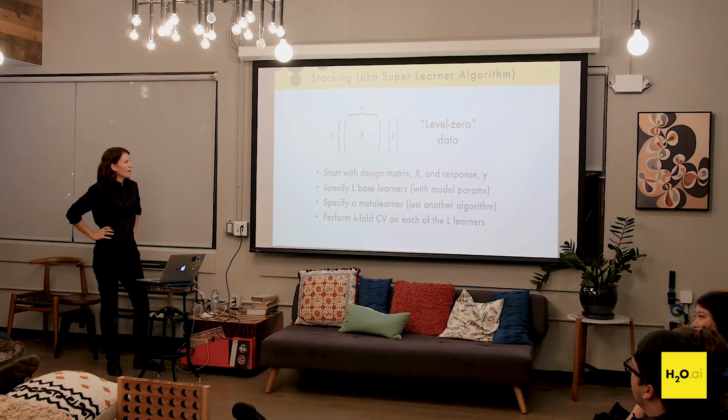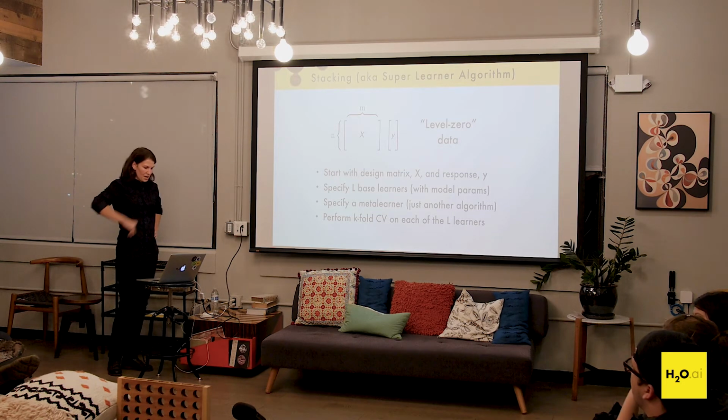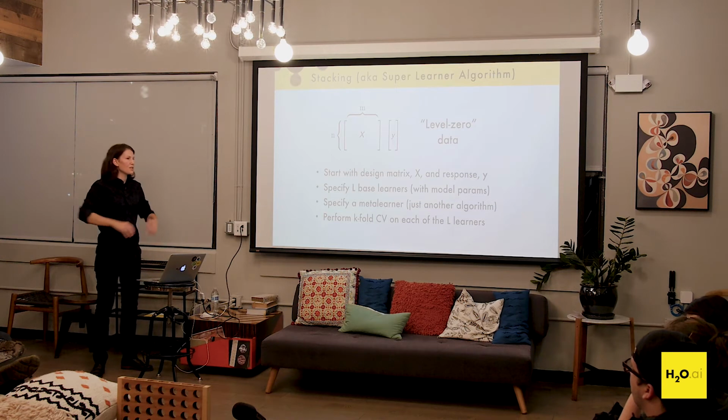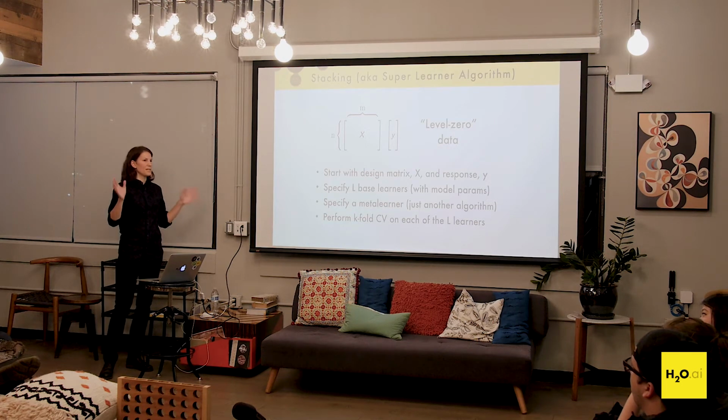All right, so with stacking, you start here, and you choose a set of what are called base learners, which are the models in the ensemble. Let's say you have a random forest and a GBM and a deep neural net and a GLM or something like that, or maybe multiple of each of those. So that's your job as the user: to decide what you're going to put in the ensemble.